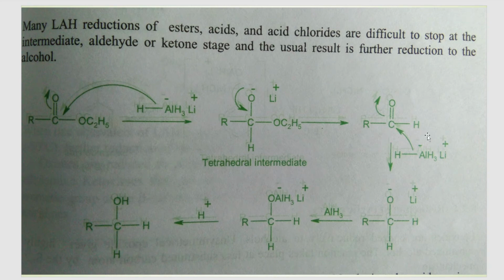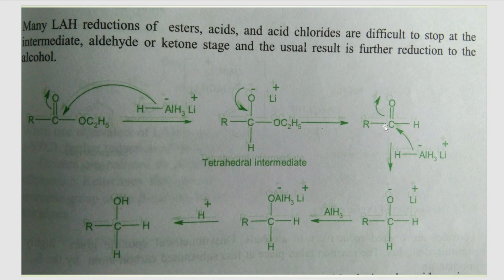Now this is the reaction intermediate that we have got on reduction of ester, but we cannot stop at this, because the aldehyde has to further undergo reduction to give an alcohol. So how does aldehyde reduction take place? What happens once again here?